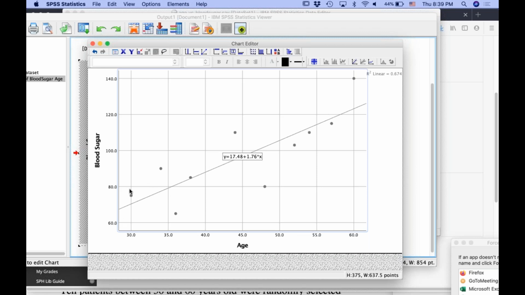Okay, so let me ask you something. As age goes up, what happens to blood sugar? Goes up also. That's called a positive correlation. And what if blood sugar went down as age went up? That would slope this way. That would be a negative correlation. So you're going to have positive correlations and you're going to have negative correlations. You're going to have strong positive correlations, strong negative correlations.